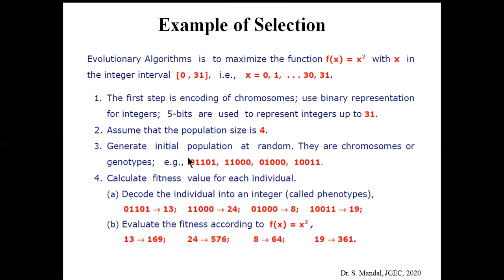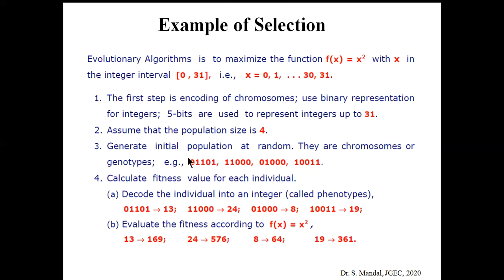Okay, coming to the application of GA for this particular problem. First of all, we need to do the encoding. Whenever we want to generate some random solution, we need to first determine the encoding process. The value of x varies from 0 to 31, so to encode the value of x into a binary number we need a minimum of 5 bits. So 5 bits are used to represent integers up to 31. You need to determine that first.